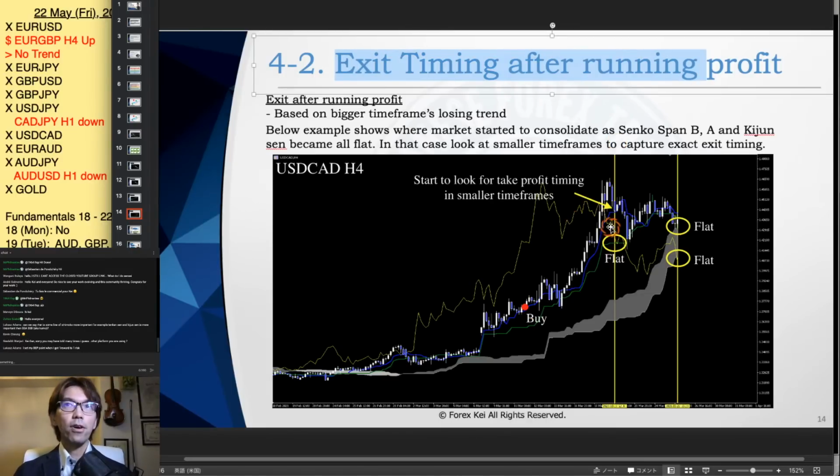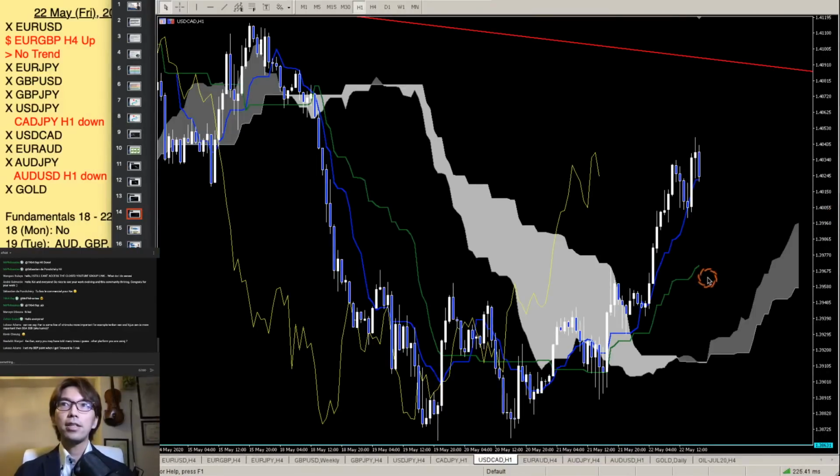And also the exit timing after running some profit, right? After running some profit, where to take profit is going to be another great question to ask. Like I said, we ride the trend in the bigger time frame. Let's say in this chart right now, this is moving up, right? Again, the Kumo is moving up, and the Kijun Sen is moving up too. As long as they are pointing upwards, this is an uptrend, so there is no reason to take profit.